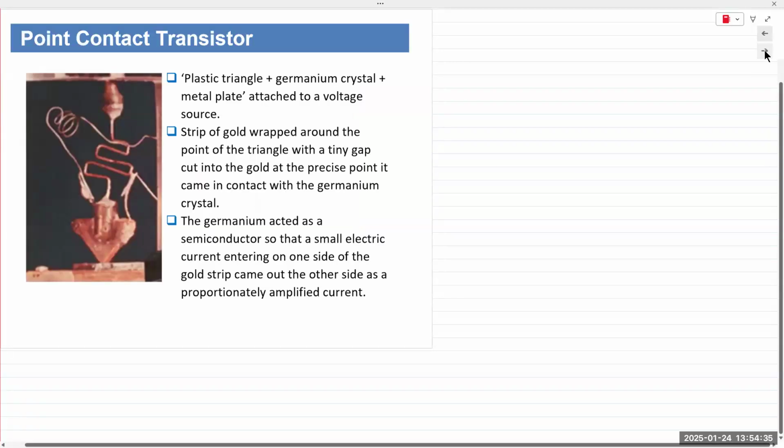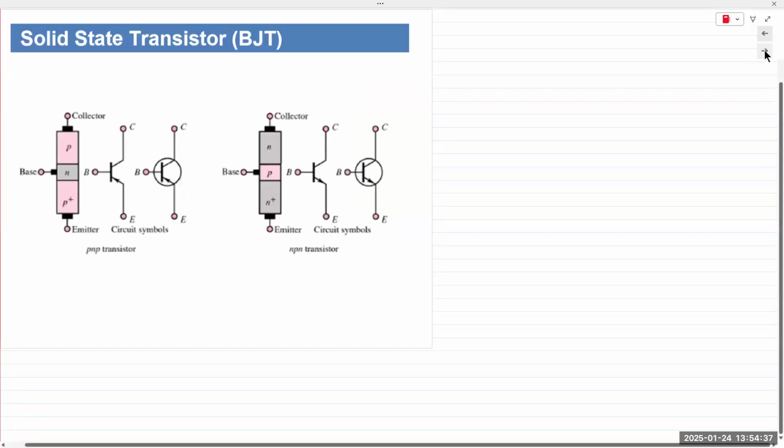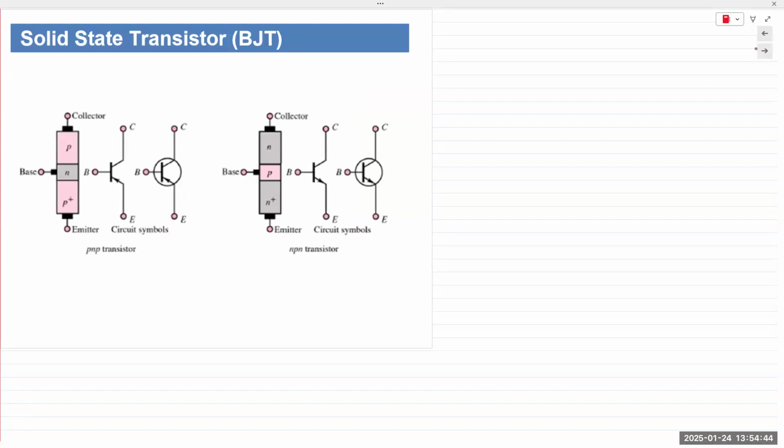Unlike a PN junction diode, a BJT consists of 2 PN junctions. If you have 2 back-to-back N and P junctions, it's a PNP transistor, or if it's an NPN junction, then it's an NPN transistor. In an NPN transistor, majority carriers are electrons. In a PNP transistor, majority carriers are holes.